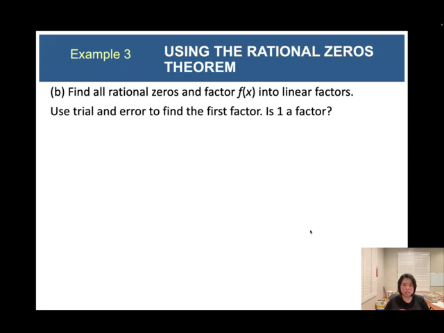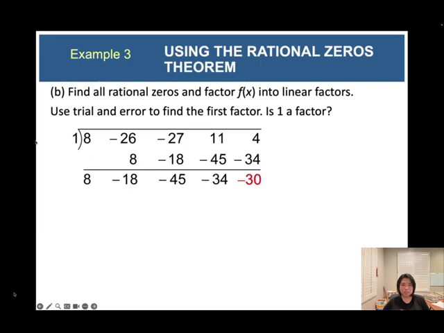So let's try 1, okay? Is x equal to 1 a factor? So we're gonna use synthetic division. Okay, write down the coefficients of f of x, and then we're gonna try x equal to 1 here. So you're gonna find out the remainder is equal to negative 30. So 1 is not a factor. Okay, x minus 1 is not a factor. Okay, how about negative 1? I want you guys to try plugging in x equal to negative 1. Try it one more time using synthetic division to see if you're gonna get the remainder equal to 0.